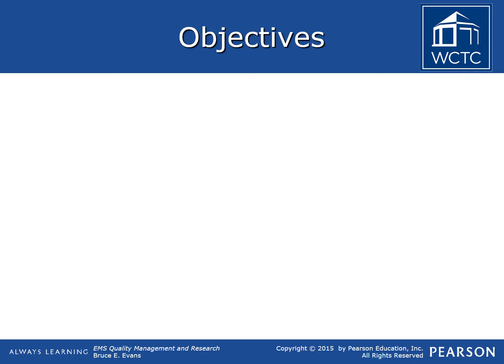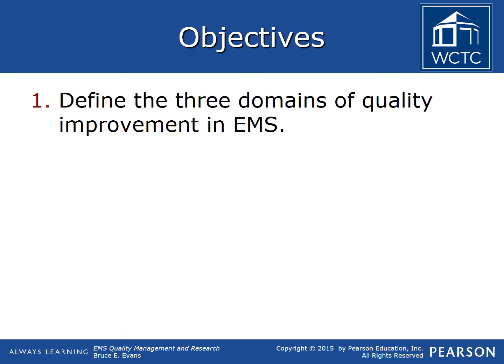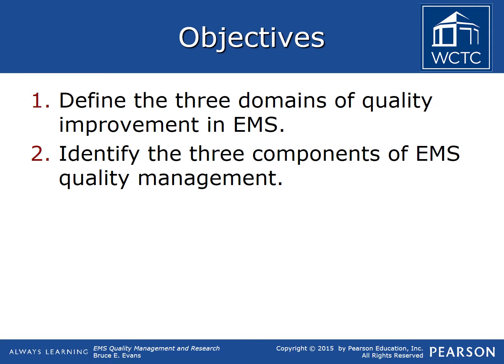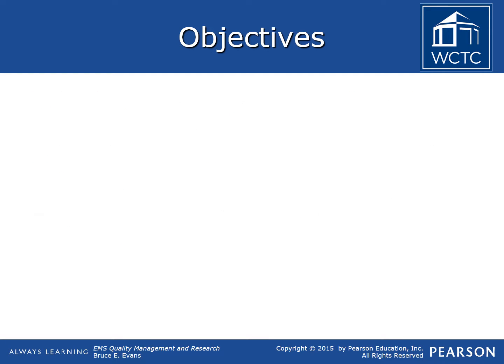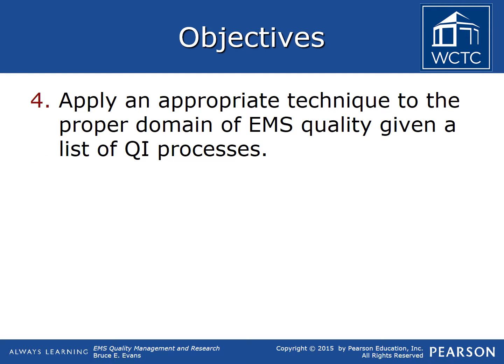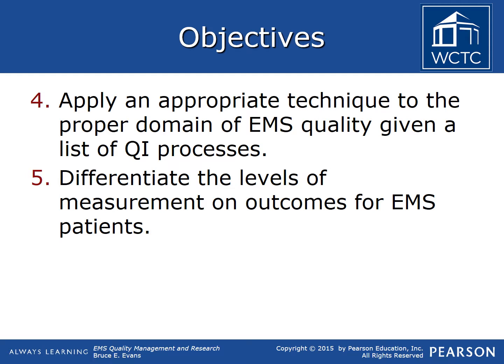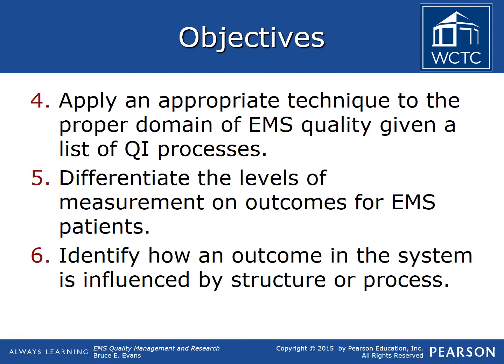Once completed with this module, you should be able to define the three domains of quality improvement in EMS, identify the three components of EMS quality management, apply a strategy for each domain of quality, apply an appropriate technique to the proper domain of EMS quality given a list of QI processes, differentiate the levels of measurement on outcomes for EMS patients, and identify how an outcome in the system is influenced by structure or process.